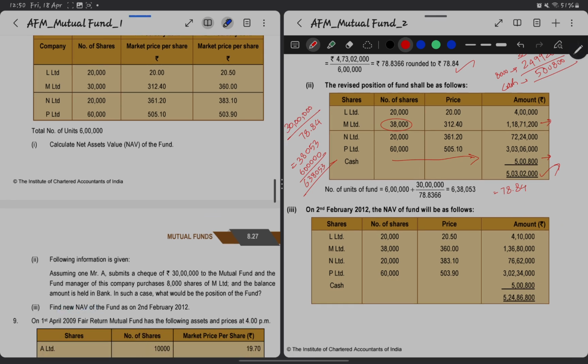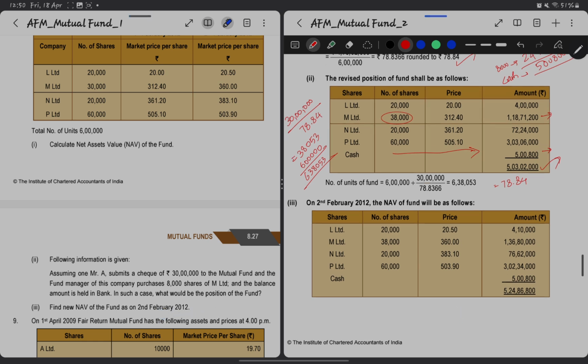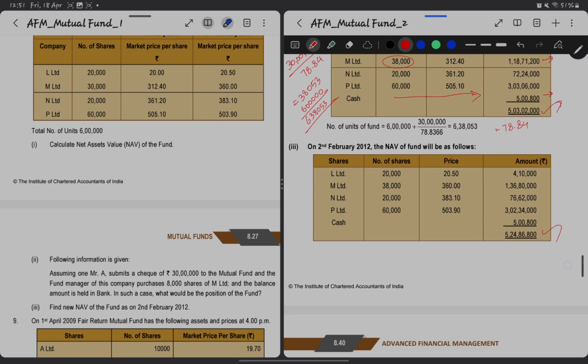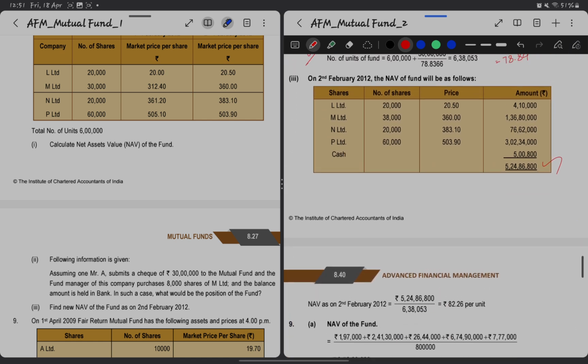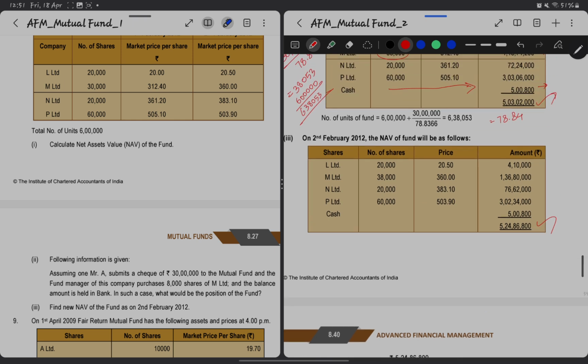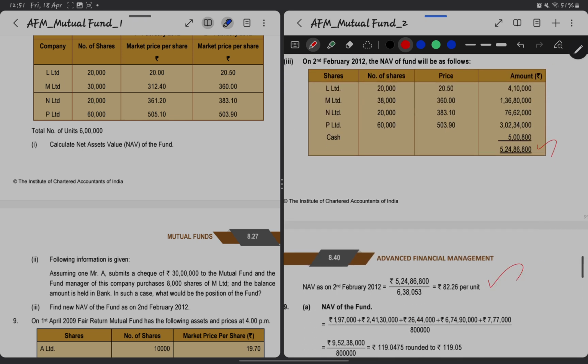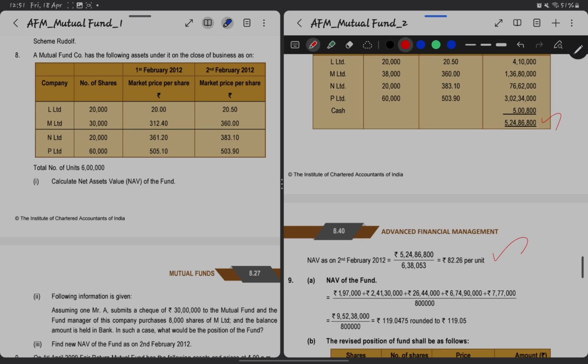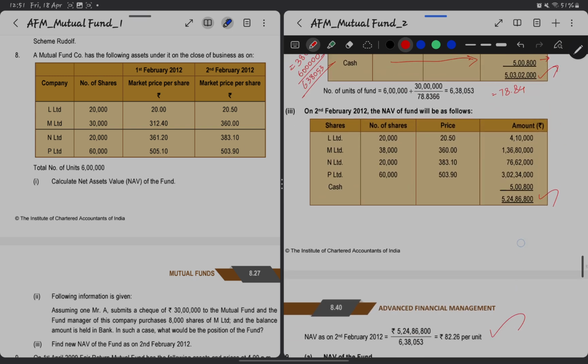Now find the new NAV of the fund as on 2nd February 2012. As on 2nd February, we know the new prices, and the position of the fund also changed. So whatever the revised position, we have to take that and multiply with the 2nd February prices to get the new NAV of the fund, which is 5 crore 24,86,800. Dividing it by the units we have, 6,38,000, will give us the new NAV per unit. Here the value has appreciated because of the changes in market price in each of the assets. Hence the NAV also changes from 78 to 82.